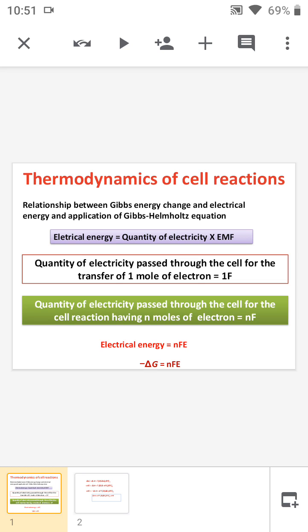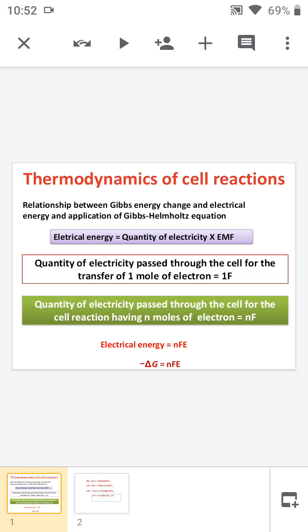We know the EMF of the cell, and we can easily calculate it, but how will we relate the EMF to the other thermodynamic functions, for example delta G, delta H and delta S? For that, according to electrochemistry, we know that the quantity of electricity which is passed through the cell for the transference of 1 mole of electrons is equal to 1 Faraday.